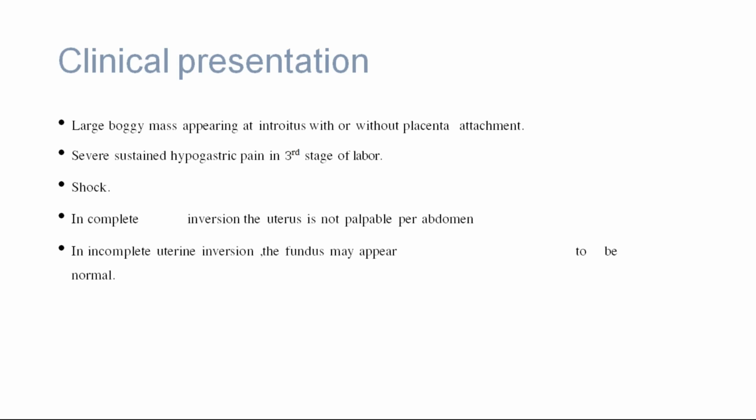And manual removal of the placenta also, and sometimes in connective tissue disorders like Marfan syndrome, we can see this inversion of the uterus. What is the clinical presentation they usually have? They'll have severe sustained hypogastric pain in the third stage of labor. Number one, whenever the uterus is getting dimpled or inverting, there will be sustained hypogastric pain. Next, a large boggy mass appearing at the introitus, which we can feel, with or without the placenta.